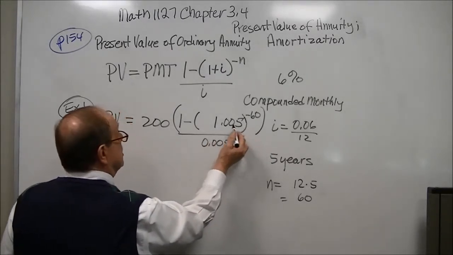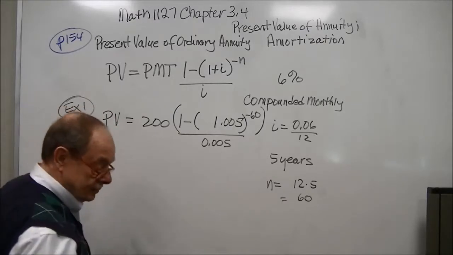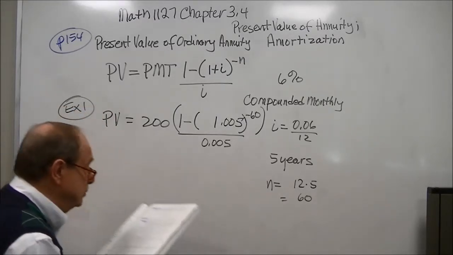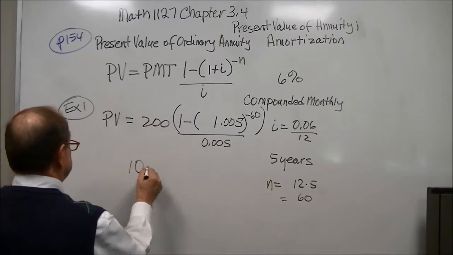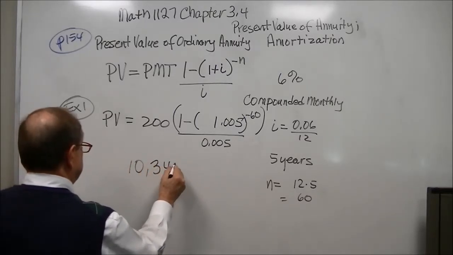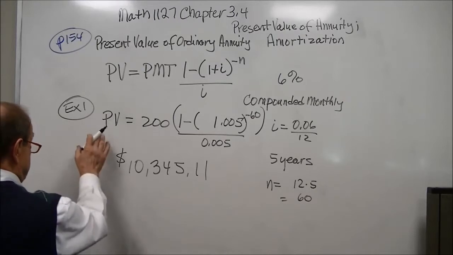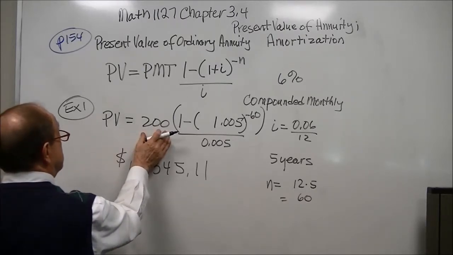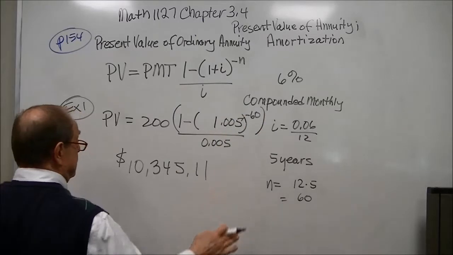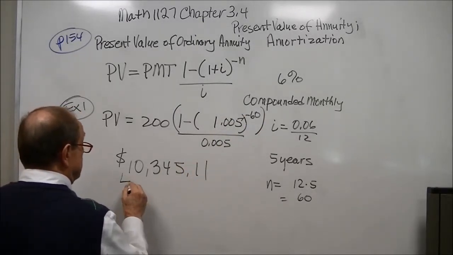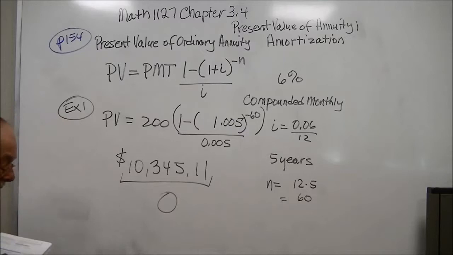And then you're going to multiply that by 200. And then you're going to divide it by 0.005. And when you do so, and of course this is the proof of the pudding here, your answer should be 10,345.11. So that would be your present value, in which you could take $200 out monthly at the 6% compounded monthly for 5 years. This would be the amount that you would have. And then at the end of this 5 years, you would have 0 left in your account.